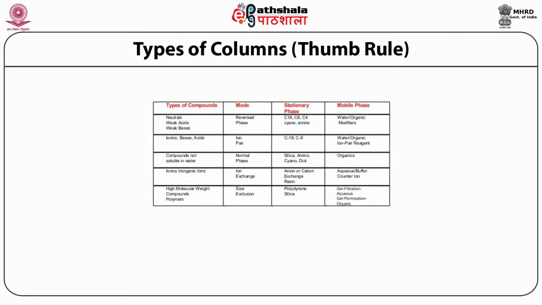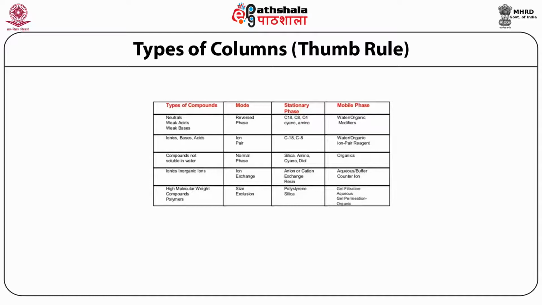Let me tell you a thumb rule which is used while choosing the type of columns. Based upon the type of compound, we choose the stationary phase, especially the chemistry of the stationary phase. If it is a neutral compound, or if it is acidic or basic, reverse phase is best. The crux, the important use of reverse phase, is that you will be using water-based mobile phases in which you can play around with either pic reagents or pH modifiers.